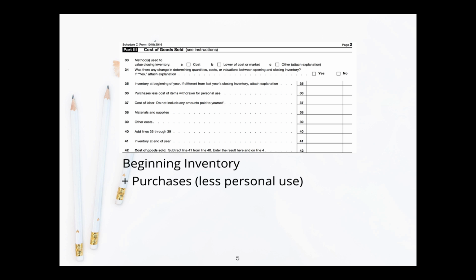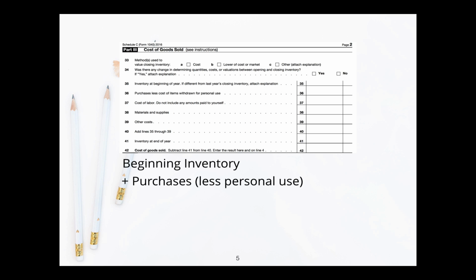Line 38 is where you add in the cost of your inventoryable materials and supplies. So all those items that we discussed in the previous slides, the supplies that you buy to create the goods that you sell. And something that I want to note here, there's some confusion with the difference between line 36 and line 38. I've heard different tax experts use those lines interchangeably. So some people will advise you to put the cost of your inventoryable supply purchases in line 36, and some will say line 38. To me, it doesn't matter.